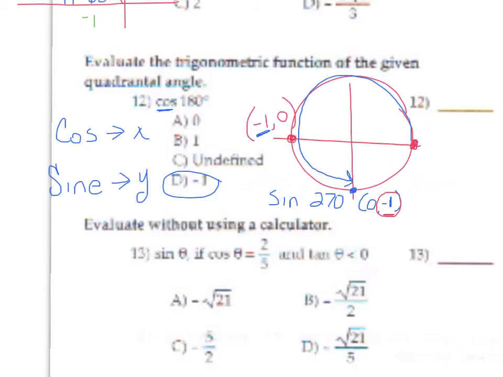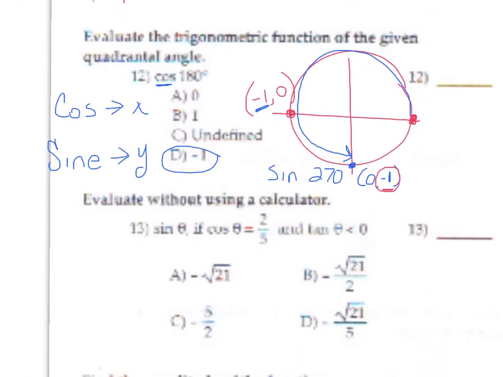Okay, so just in case you have something like that. If they ask you for tangent, tangent is opposite over adjacent, or in this case, sine over cosine, which is y over x. Okay, so just in case they give you a tangent, tangent would be that.